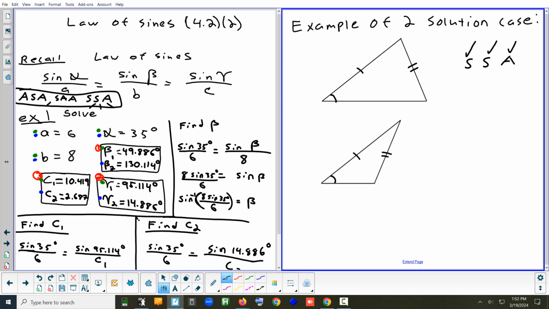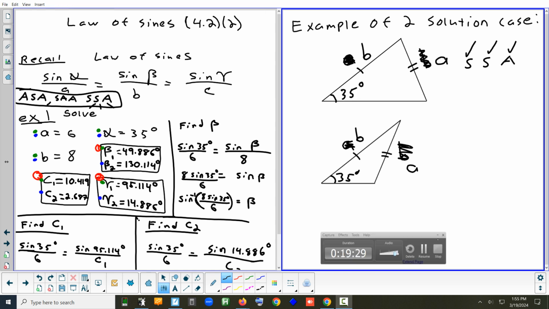Okay, and then in our problem, this side was like our A. The two tick mark side was like our B. And the angle in the lower left, well, I labeled it wrong. That would be our 35. So that would be our A. That would be our B. And that's basically what we just solved. All right, so there's a picture of basically what we just did. So any question on the two solution?